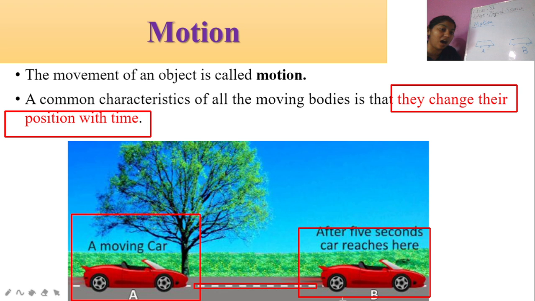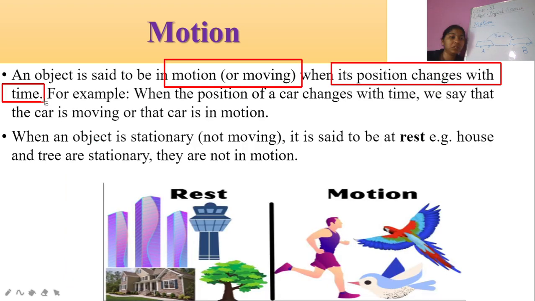Now students, next, how can we say that an object is in motion? When it is moving, its position changes with time. For example, when the position of a car changes with time, we can say the car is moving. This is the situation where the car is moving, right? With time the position is being changed, so we can say the car is in motion, or the car is moving.